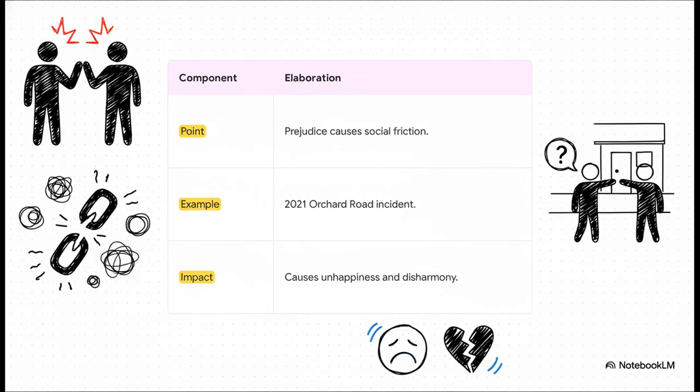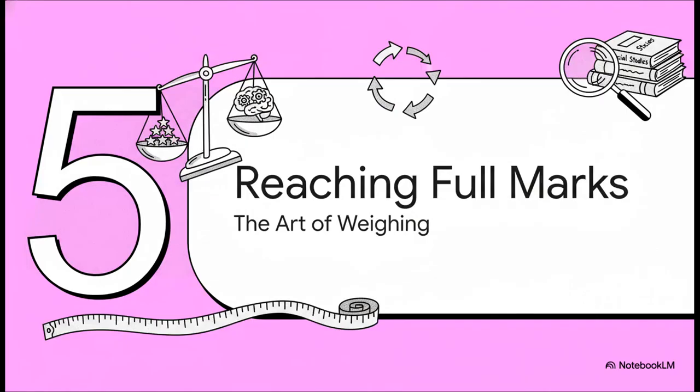Now, you just repeat the process for the other side of the argument. You lay out the negative impacts of prejudice. Your point, it causes social friction. Your example, a recent, relevant event like the Orchard Road incident. Your impact, disharmony and conflict. Once you've done this, you've presented both sides really well. You're probably sitting comfortably at a 6 out of 8, maybe even a 7. So you're at 7 marks.